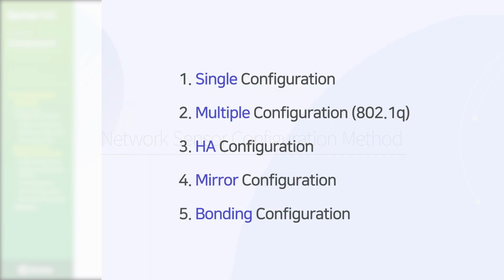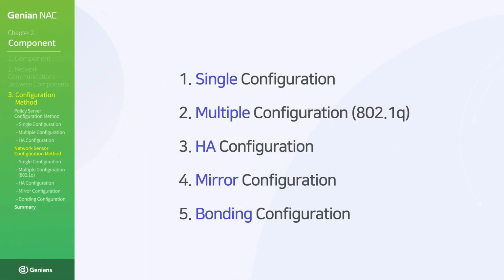The NAC network sensor can be configured in 5 different ways. Let me explain each method. 1. Single configuration. In this setup, the network sensor is configured using its physical interfaces only. As mentioned in Chapter 1, depending on the network sensor model, the number of physical interfaces can range from 2 to 8. Each interface can be assigned to one network, meaning the number of interfaces determines how many networks can be managed.